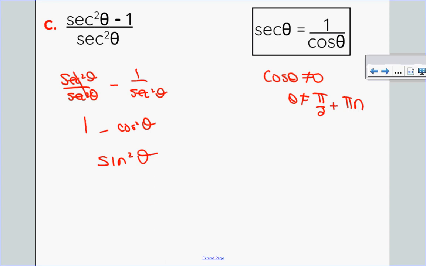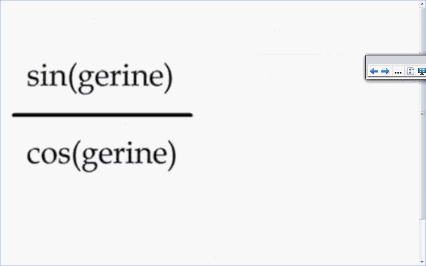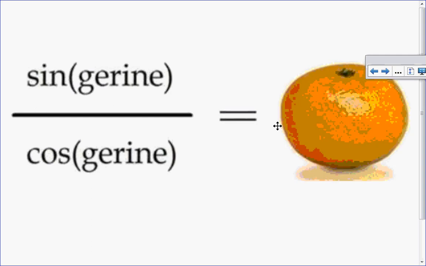So I just want to end with one last important formula that you might want to add to your sheet, and that is not sine over cos, it is sine-gerine over cos-gerine, which of course is going to equal tangerine. Make sure you guys add that one to your formula sheet.